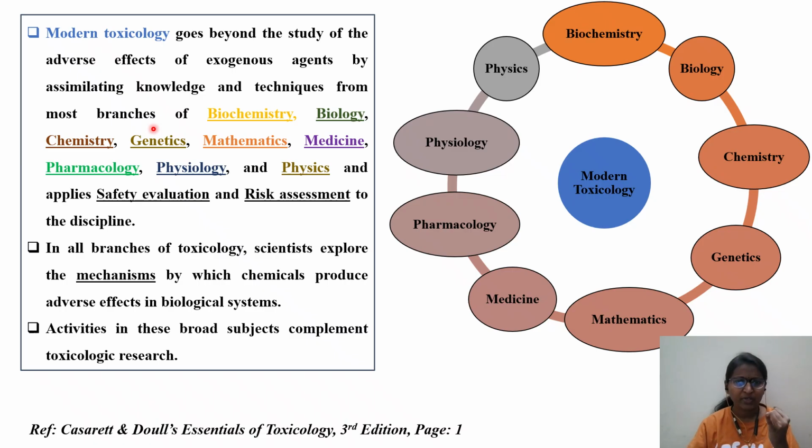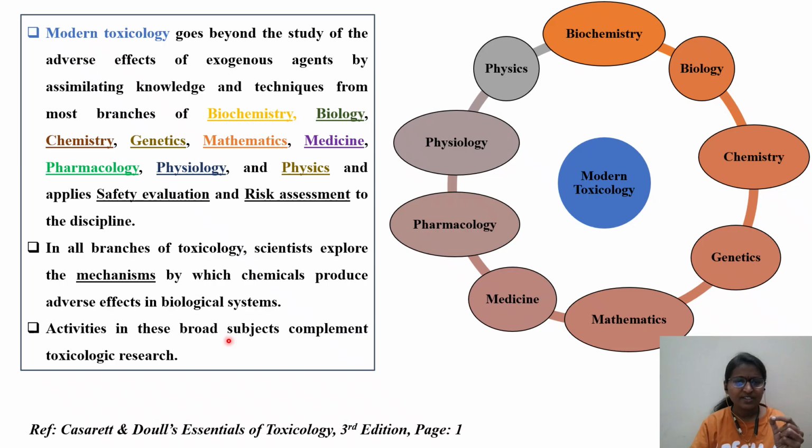Assimilating all the information, knowledge and techniques from most branches. What are those branches? Biochemistry, biology, chemistry, genetics, mathematics, medicine, pharmacology, physiology, physics. After accumulating all this knowledge, once you collect the data, how can you use it? It is used for safety evaluation as well as risk assessment. In all branches of toxicology, scientists explore the mechanism by which these chemicals produce adverse effects in biological systems. Similarly, like pharmacology, in toxicology also you need to identify the mechanism by which the particular chemical is causing toxicity.